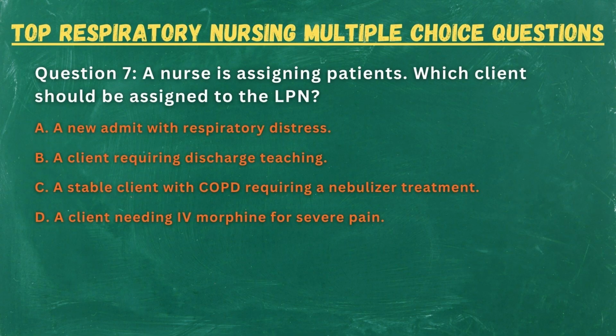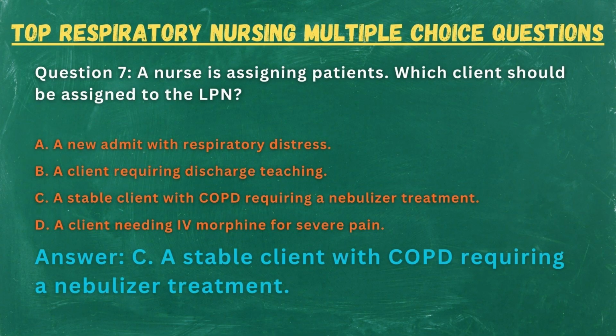Question 7. A nurse is assigning patients. Which client should be assigned to the LPN? A. A new admit with respiratory distress. B. A client requiring discharge teaching. C. A stable client with COPD requiring a nebulizer treatment. D. A client needing IV morphine for severe pain. Answer. C. A stable client with COPD requiring a nebulizer treatment.